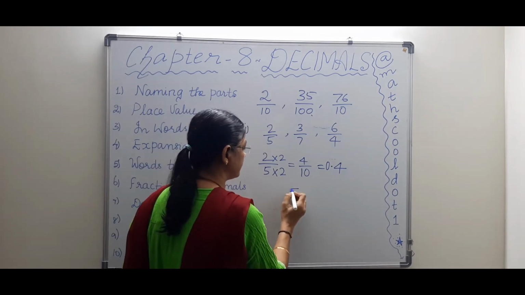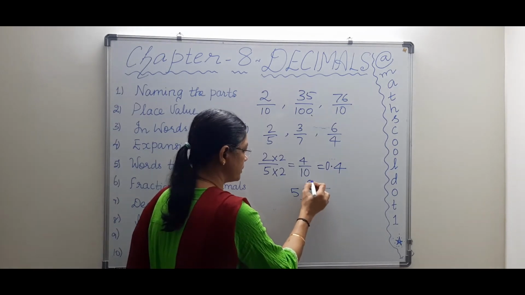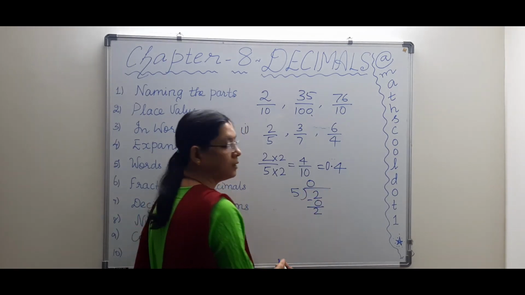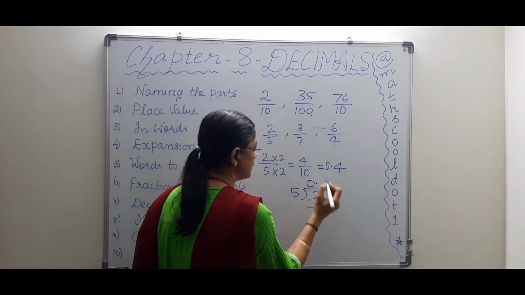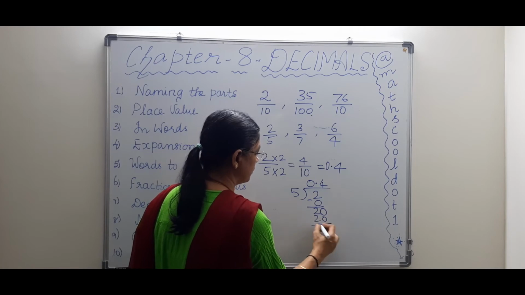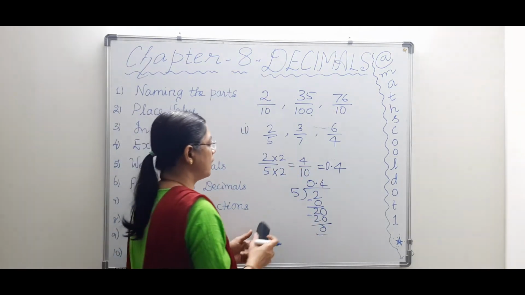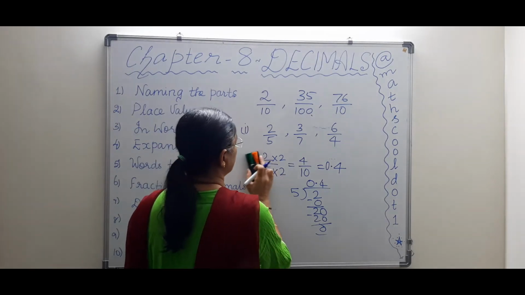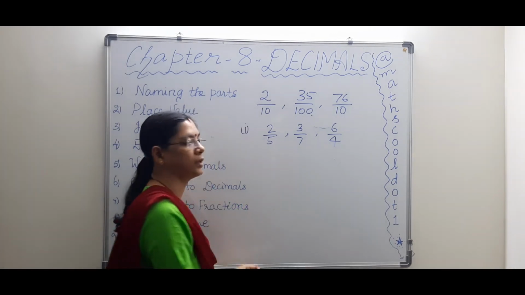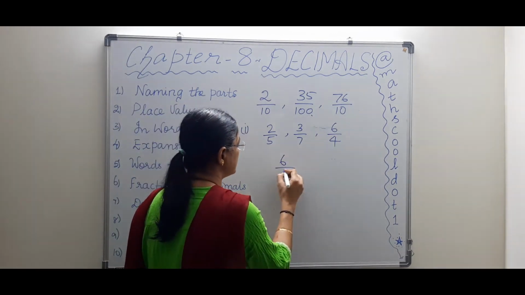5, 2 is divided by 5. Now 2 is less than 5, so put a 0 here. So 5 zeros are 0, so you have 2 here. Now again, point, you can add 1 zero, so 0.4. Okay, the same answer. Now do you understand? Now this is how we convert the fractions whose denominators are not 10 but can be changed to 10. Likewise, 6 by 4. How can 6 by 4 be changed?